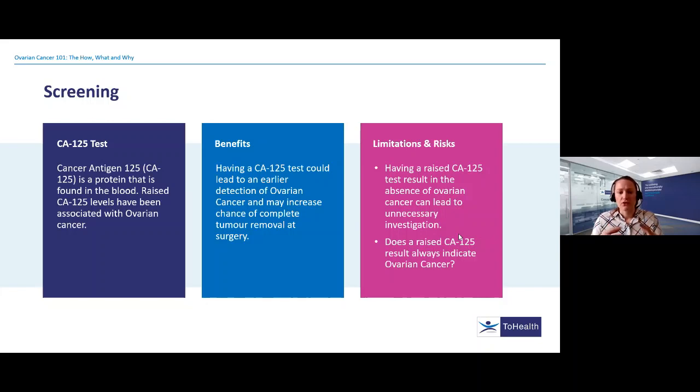The first question really is, does a raised CA125 result always indicate ovarian cancer? Now, a raised CA125 level could indicate ovarian cancer, and hence further investigations are recommended, such as ultrasound scans, further imaging, or even specialist reviews. But there are several other conditions that can raise a CA125, which are really normal and very common, such as normal menstruation cycles, pregnancy, endometriosis, fibroids, DVT, as well as any other intra-abdominal cancers, to name but a few.